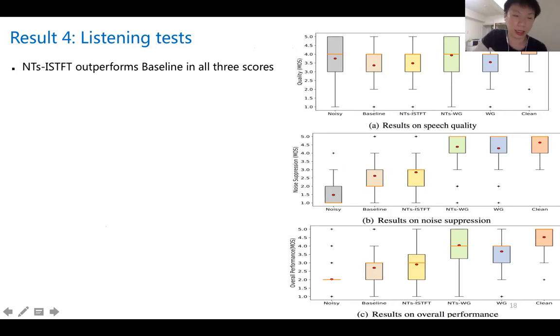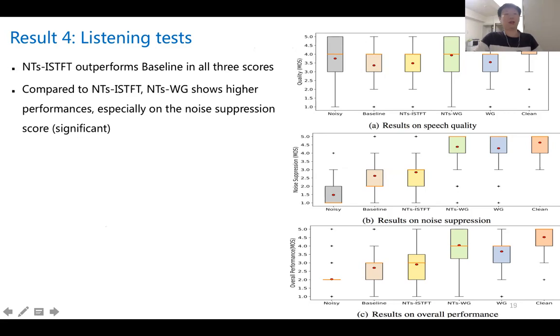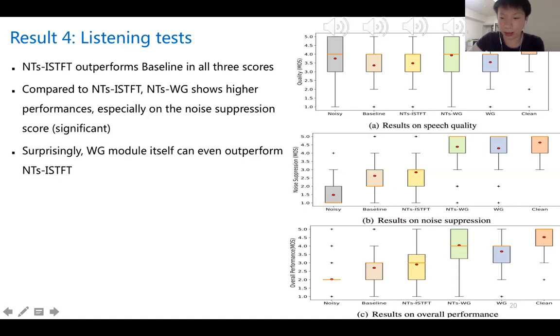From the figures, we can first see the NT-ISTFT model, that is the baseline model plus the noise tokens module, outperforms the baseline in all 3 scores. And second, compared to NT-ISTFT, NT-WG shows higher performance, especially on the noise suppression score, which is a significant improvement. This indicates the vocoder-generated systems outperform the ISTFT-generated systems. And third, this is surprising. We found the raw waveform generation module itself can outperform the noise tokens plus ISTFT system. This means the waveform generation module itself can be regarded as a strong baseline for the speech enhancement task.